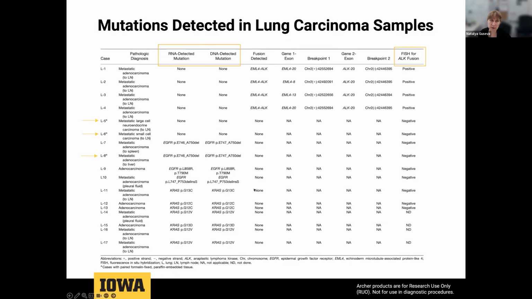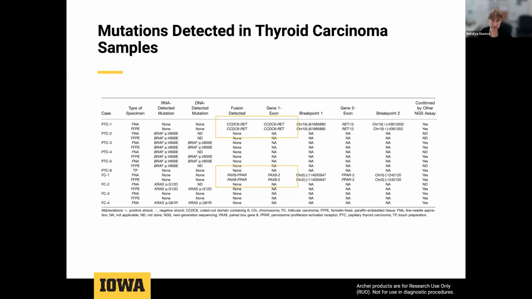Here I want to point out that we did have 3 specimens matched between FNAs, between smears and FFPEs. All findings were confirmed by a different approach, different sequencing. So all RNA-detected mutations were confirmed by DNA sequencing, and the ALK fusions we detected here were confirmed by FISH, and the same for thyroid specimens.